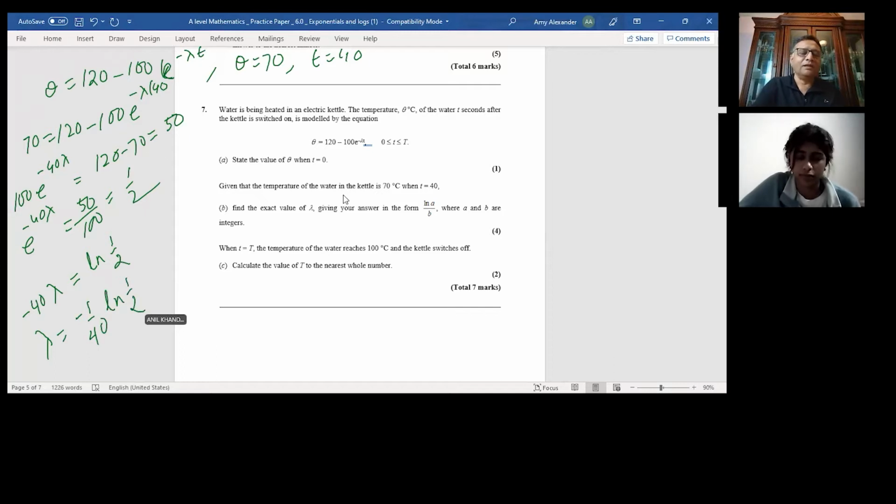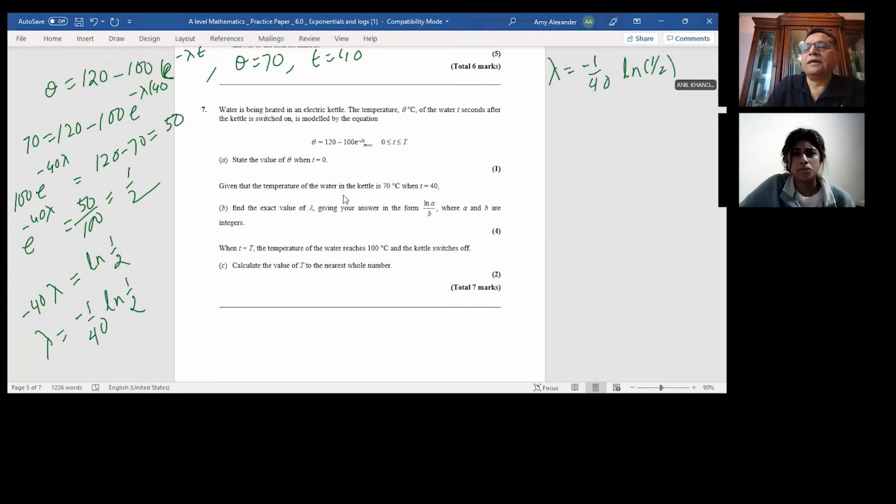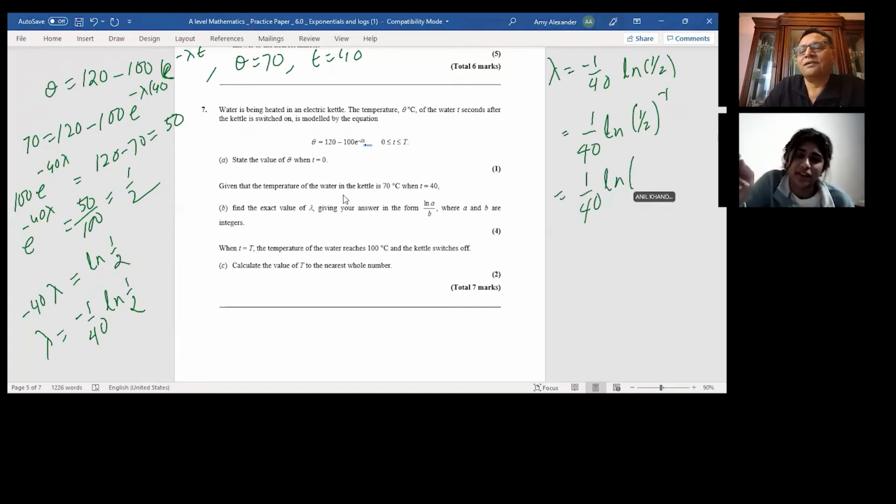No problem. Now let's see. We have lambda equals minus 1 over 40 ln of half. So I can take this minus as an exponent. So I can say 1 over 40 ln half to the power of minus 1. Because that's the same as writing minus ln of half. So now this, right? Okay. Got it.